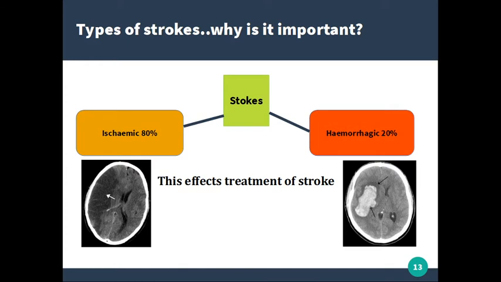Again, why is it important to find what type of stroke this is? Usually when a patient presents with a stroke, we carry out a CT scan. Most of the time, the strokes are going to be ischemic. However, in 20% of the occurrences, strokes are hemorrhagic. The importance of doing a CT scan as fast as possible is that this affects treatment of the stroke. In this case, this is a CT scan of a brain with ischemic stroke, as we can see over here, whilst this is hemorrhagic.